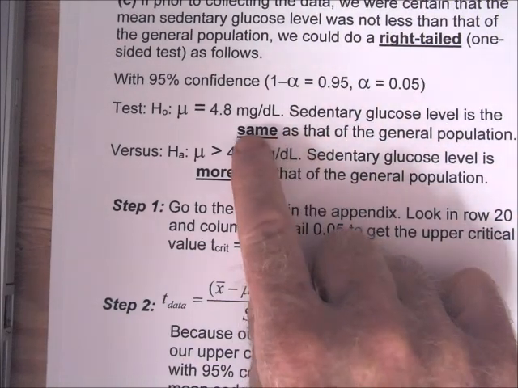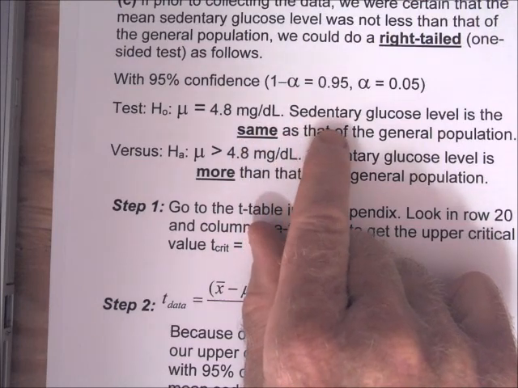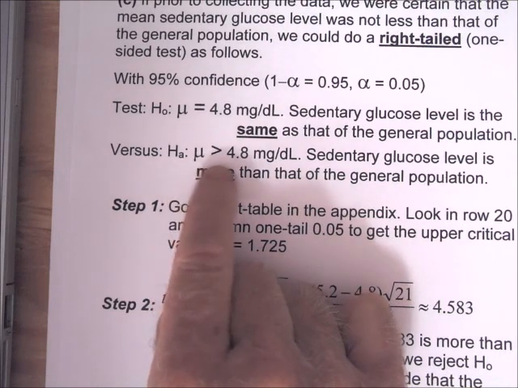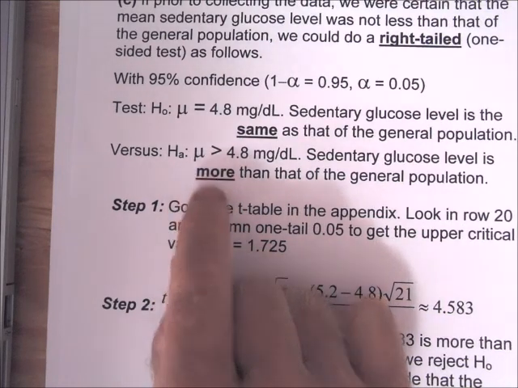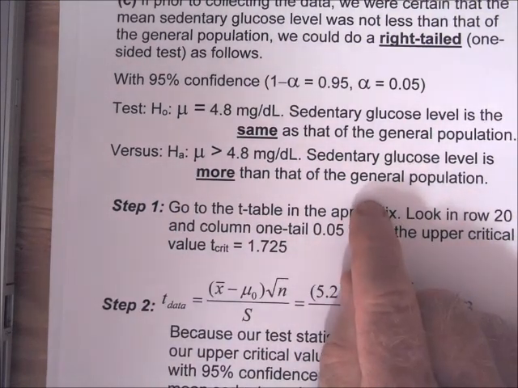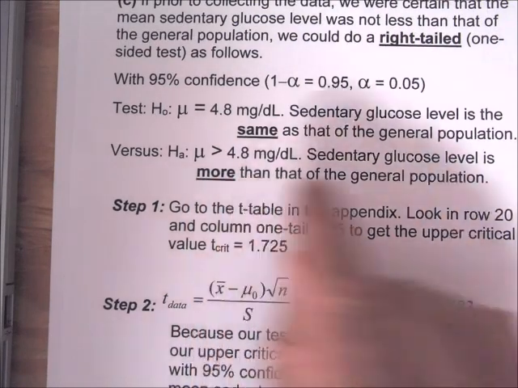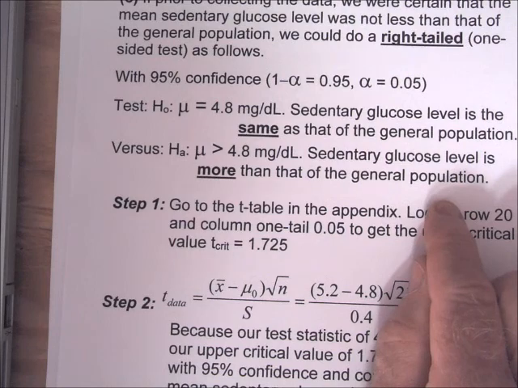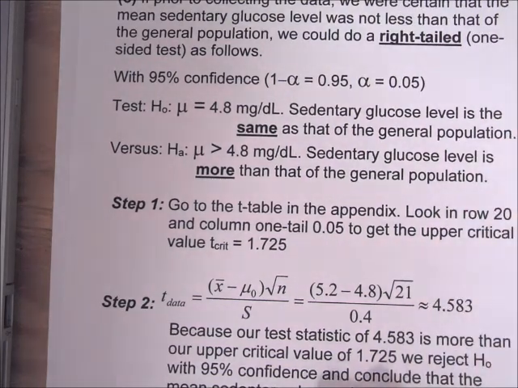H naught: mu equals 4.8 milligrams per deciliter, the same hypothesis we had before, but for the alternative we put a greater than symbol. The alternative HA: mu is greater than 4.8, sedentary glucose level is more than that of the general population.